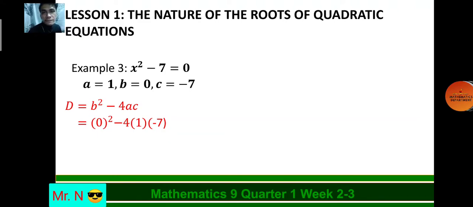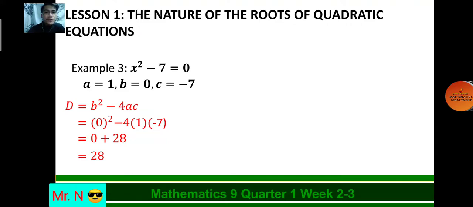Now let's solve. What is 0 squared? 0. Next, negative 4 times 1, that's negative 4. Negative 4 times negative 7, that is positive 28. Therefore, the discriminant is 28. Okay? And as you can see, it is positive, greater than 0.